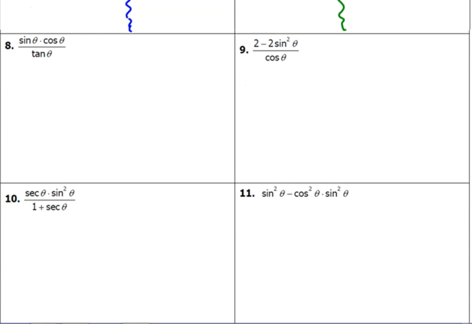All right, let's look at number 8. Sine of theta times cosine of theta over tangent of theta. So we've got sine of theta and cosine of theta in the numerator. So how about we write that denominator so that it's in terms of sine and cosine?